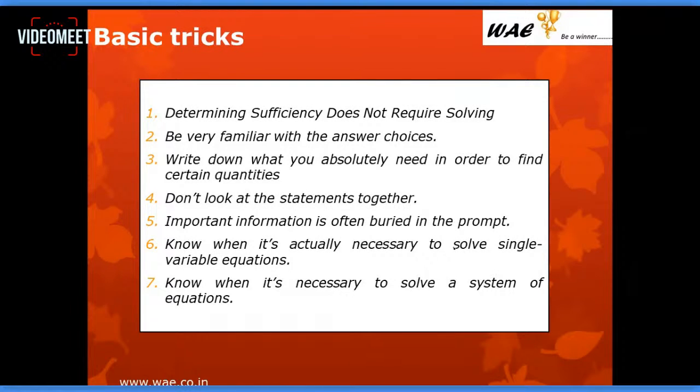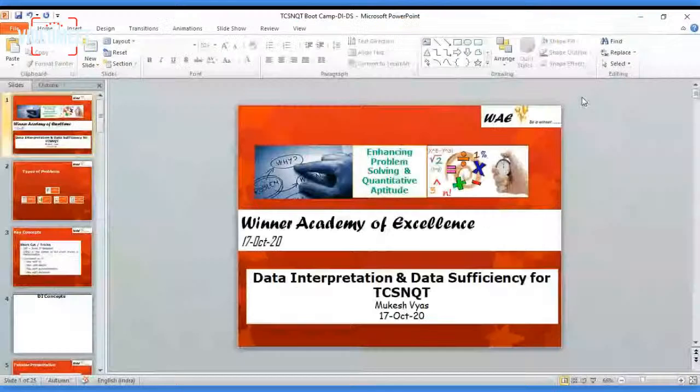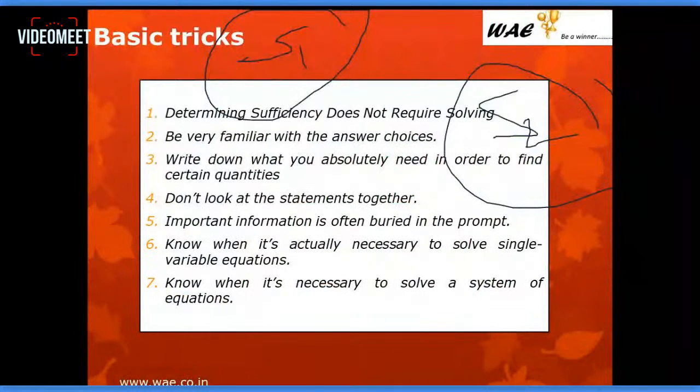Determining sufficiency does not require solving. We only need to tell whether S1 is sufficient, whether S2 is sufficient. We only need to tell the sufficiency. We need not talk about the solution. It is not about finding. As also in data interpretation, we were not solving it. It was only to tell which is greater. Here it is only to tell whether the data is sufficient to solve it. So we are just checking the sufficiency of S1 and S2. That's what we are talking about.